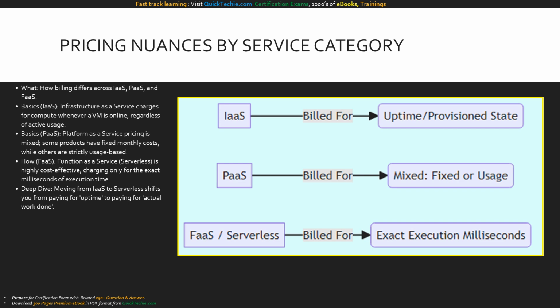But the real magic happens with FaaS, or serverless computing. Here, you are charged strictly for the exact milliseconds your code is executing. Moving to serverless means you stop paying for server uptime and strictly pay for business value generated.